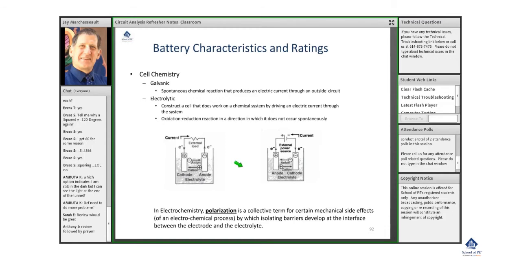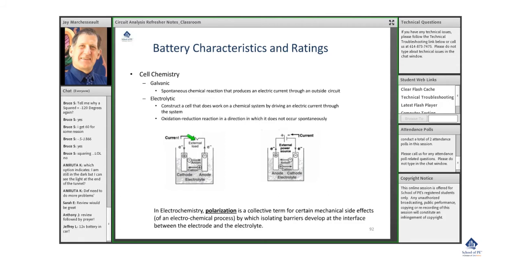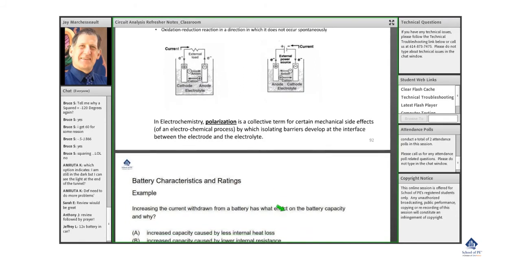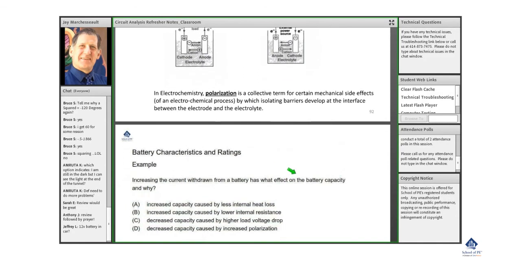Here's a couple of different cell chemistries: galvanic or electrolytic. This talks about the electrochemistry and the exchange of anions and cations between the anode and the cathode of the battery, which is producing a current flow through the load. Now it's 12 volts. In the old days it was 6. But yeah, the 12-volt batteries are 6 2-volt cells connected in series.